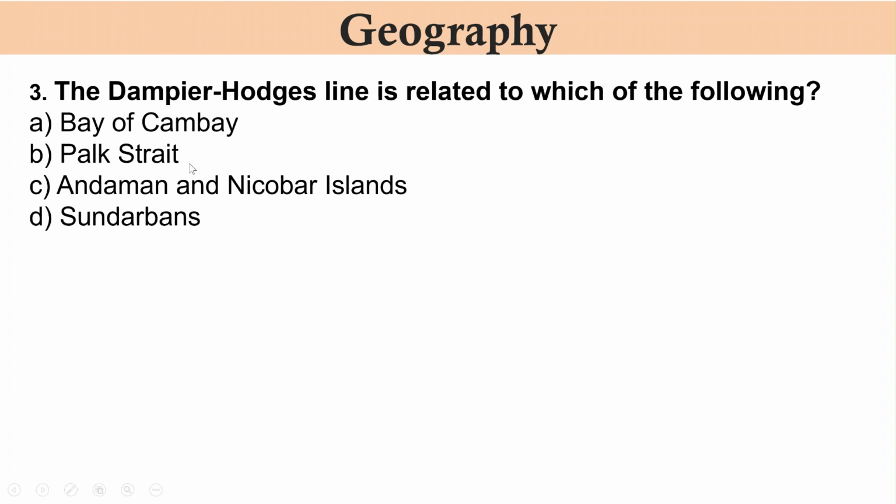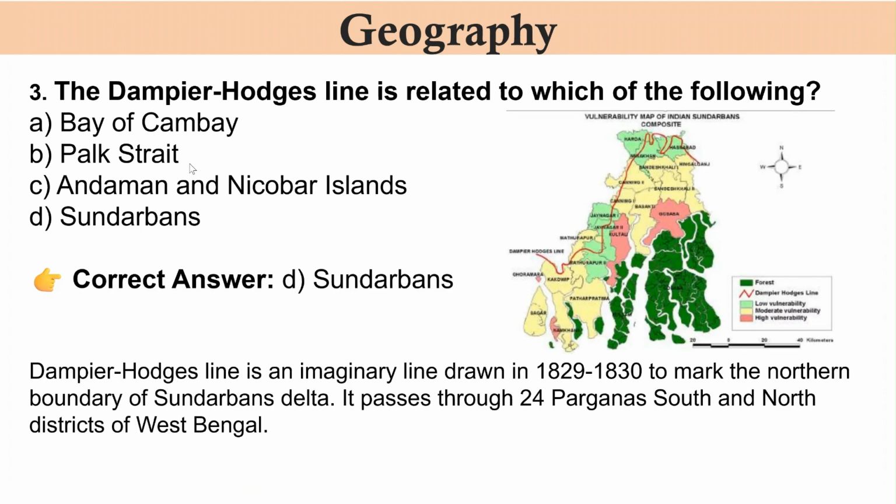Next question is, the Dampier-Hodges line is related to which of the following? A. Bay of Cambay. B. Polk Strait. C. Andaman and Nicobar Islands. D. Sundarbans. The correct answer is D. Sundarbans. Dampier-Hodges line is an imaginary line drawn in 1829 to 1830 to mark the northern boundary of Sundarbans Delta. It passes through 24 Pargana South and North districts of West Bengal.